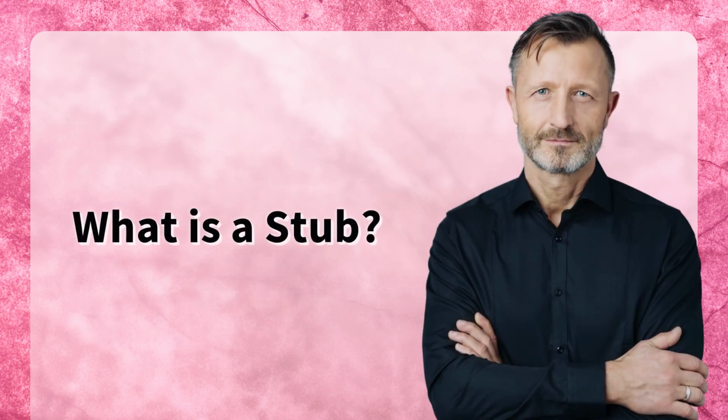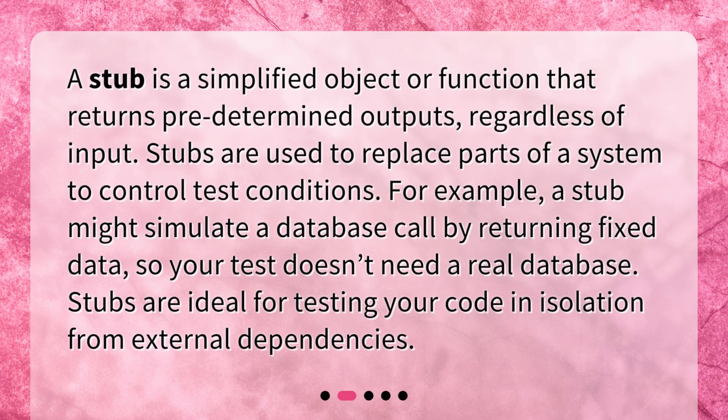What is a stub? A stub is a simplified object or function that returns predetermined outputs regardless of input. Stubs are used to replace parts of a system to control test conditions. For example, a stub might simulate a database call by returning fixed data, so your test doesn't need a real database. Stubs are ideal for testing your code in isolation from external dependencies.